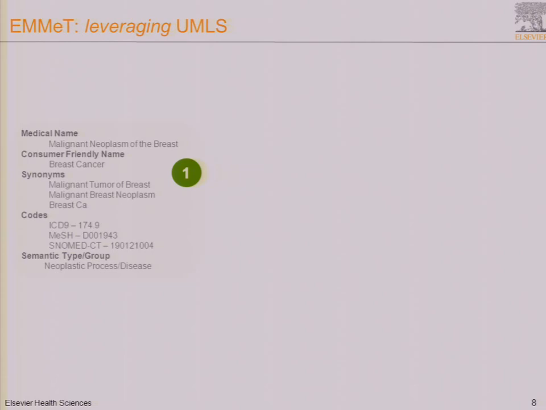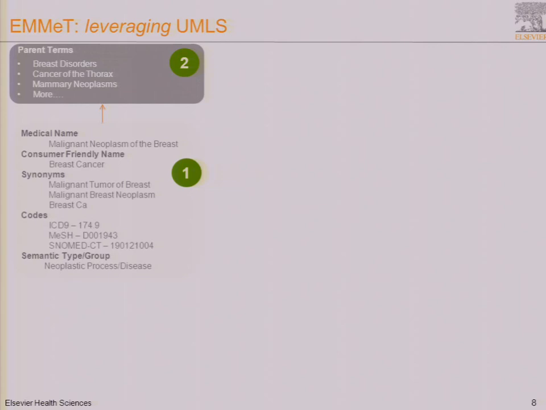We also have codes which link it to many different medical vocabularies like ICD-9, ICD-10, MeSH, SNOMED CT, etc. And we also know that this is basically a type of disease that we are talking about. Now, being a terminology, we talk about hierarchies. So we know that malignant neoplasm of the breast is basically a breast disorder.